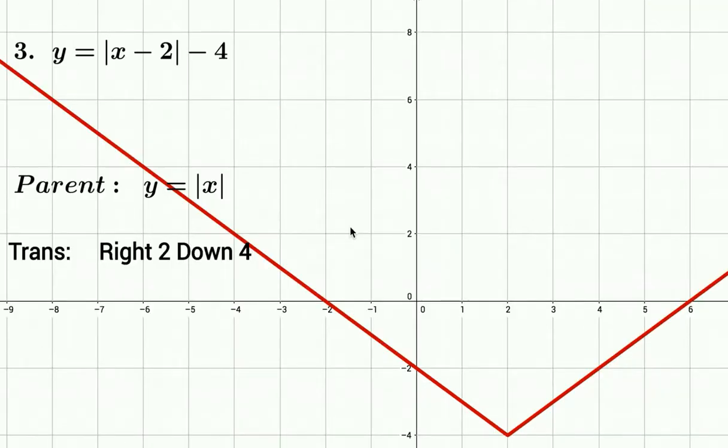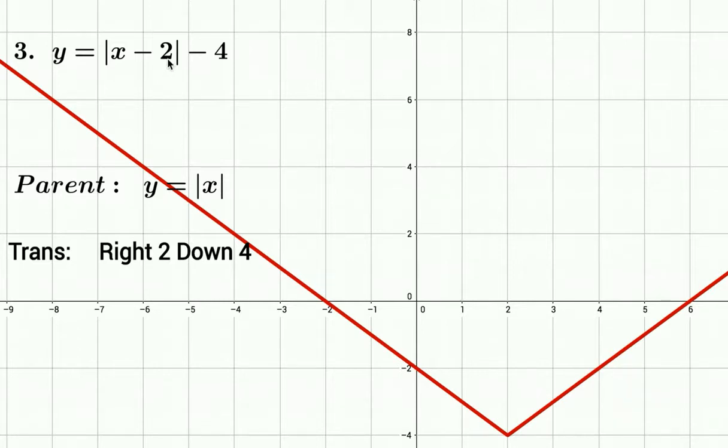Number 3. y equals the absolute value of x minus 2, minus 4. What's the parent function? When you see two bars across the variable, the parent function is the absolute value function. At this point, you should know that because it's an absolute value function, the shape of the graph is going to be the distinctive V shape.